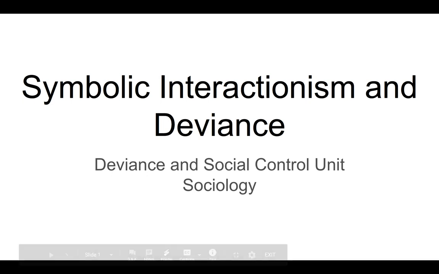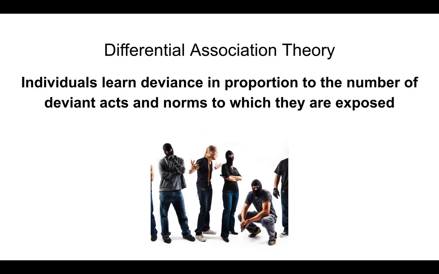Symbolic interactionism and deviance. Please remember that symbolic interactionism focuses more on the individual, versus functionalism and conflict theory, which look at the broader, society-wide explanation. First, we're going to look at differential association theory. That says that individuals learn deviance in proportion to the number of deviant acts and norms to which they are exposed. Let me see if I can make that more clear for you.